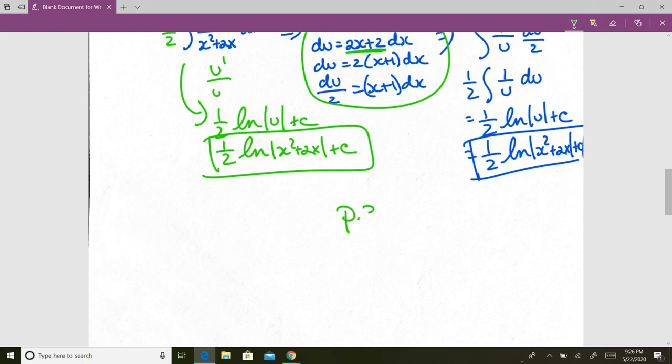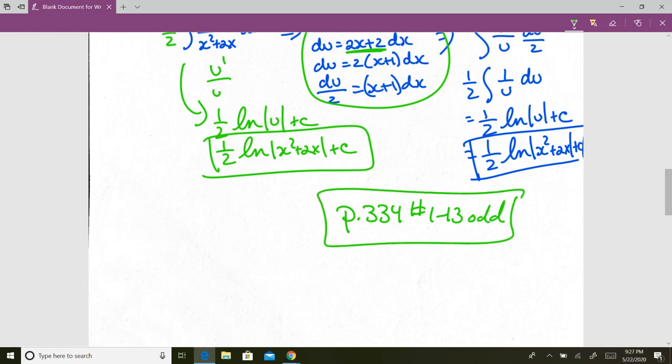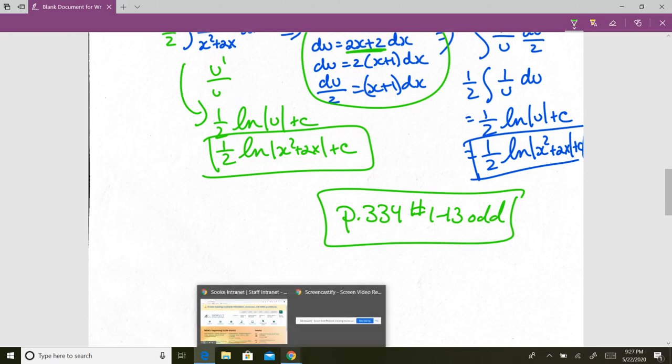So the questions for this are page 334, numbers 1 to 13, odd. In the next little lesson, we'll start to tackle more complex ones. There's a few more trig ones for 5.2, and then we'll be moving on. All right, everybody, good luck.